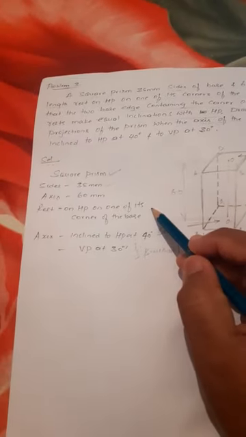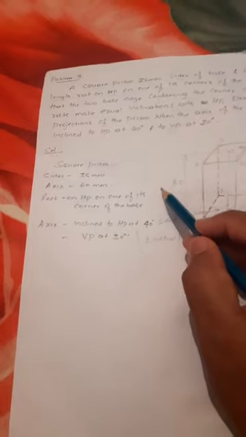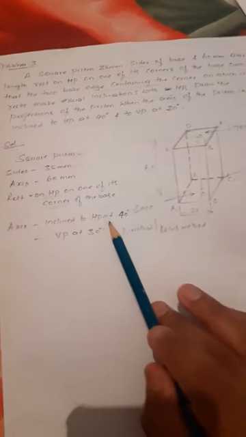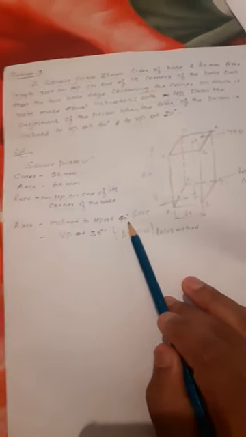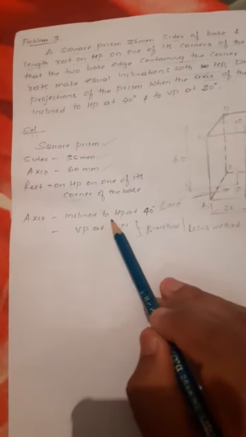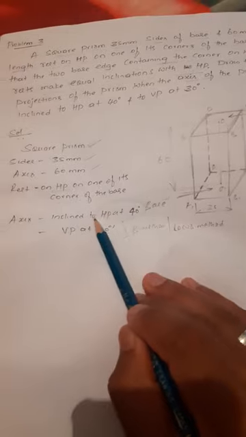Now what is the condition given? First position over, resting on HP on one of its corners of the base. Second one, the axis is inclined to HP at 40 degrees. Now whatever the dimensions given with respect to HP, that I want to show in VP, right? The axis is inclined to HP at 40 degrees. Now draw a 40 degree line.